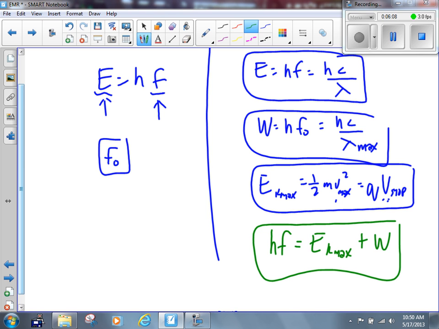Now, we can also replace hf with hc over lambda. We can also replace EK max with 1/2 mv squared, or qV stop. And we can replace the work function with hf0 or hc over lambda max. Do whatever you've got to do to make it work. There's 4 basic equations. The last equation we use most often doesn't appear on our data sheet, and we often have to sub in expressions for that last equation. But what you see up on the board is it. There's nothing else you're going to have to do with these photoelectric effect problems, other than maybe combinations of these.